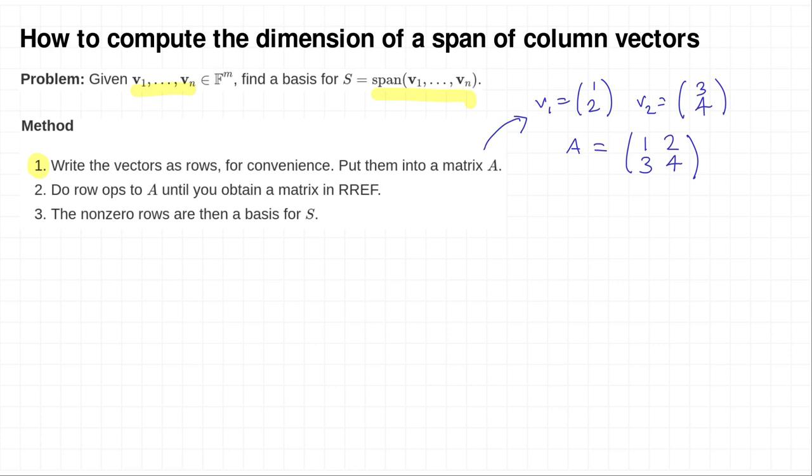Finally, once we've finished that step, we can then read off the answer, because as we're going to show, the non-zero rows of this row-reduced echelon form matrix will be a basis for the span of the original vectors v1 up to vn, once we transpose them back to being column vectors, of course.